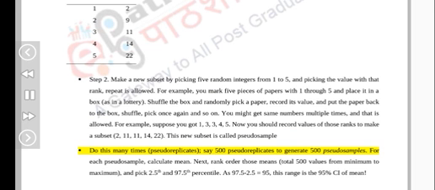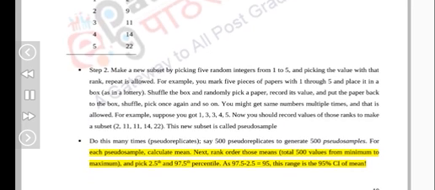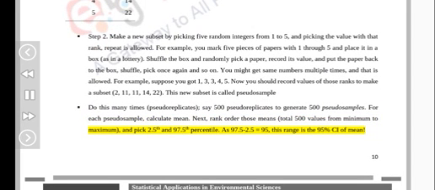Do this many times, say 500 pseudoreplicates, to generate 500 pseudosamples. For each pseudosample, calculate the mean. Next, rank order those means, total 500 values from minimum to maximum, and pick the 2.5th and 97.5th percentile. As 97.5 minus 2.5 equals 95, this range is the 95% CI of the mean.